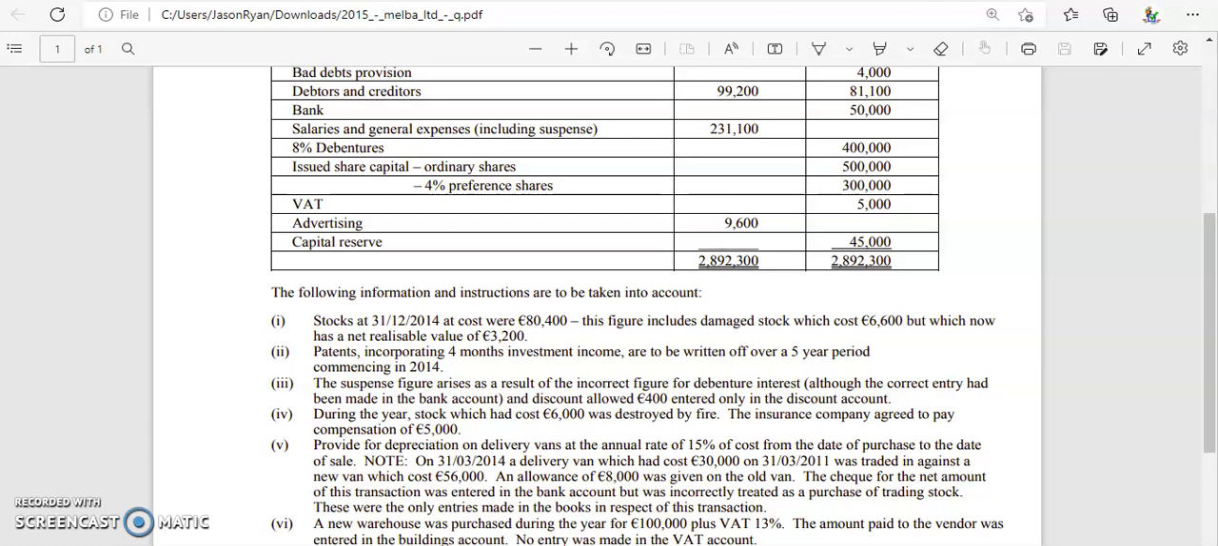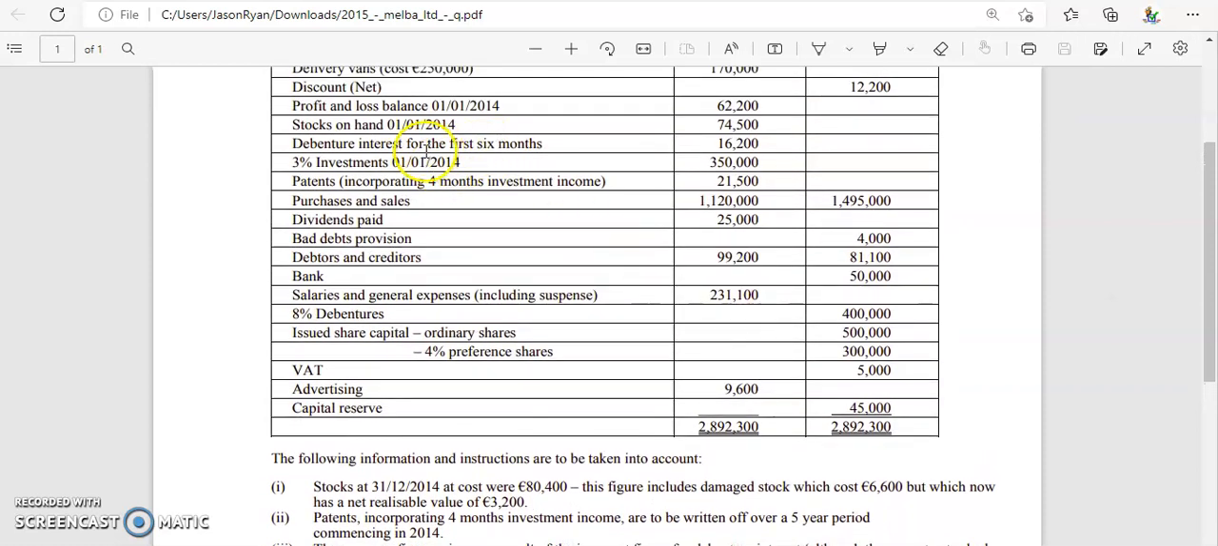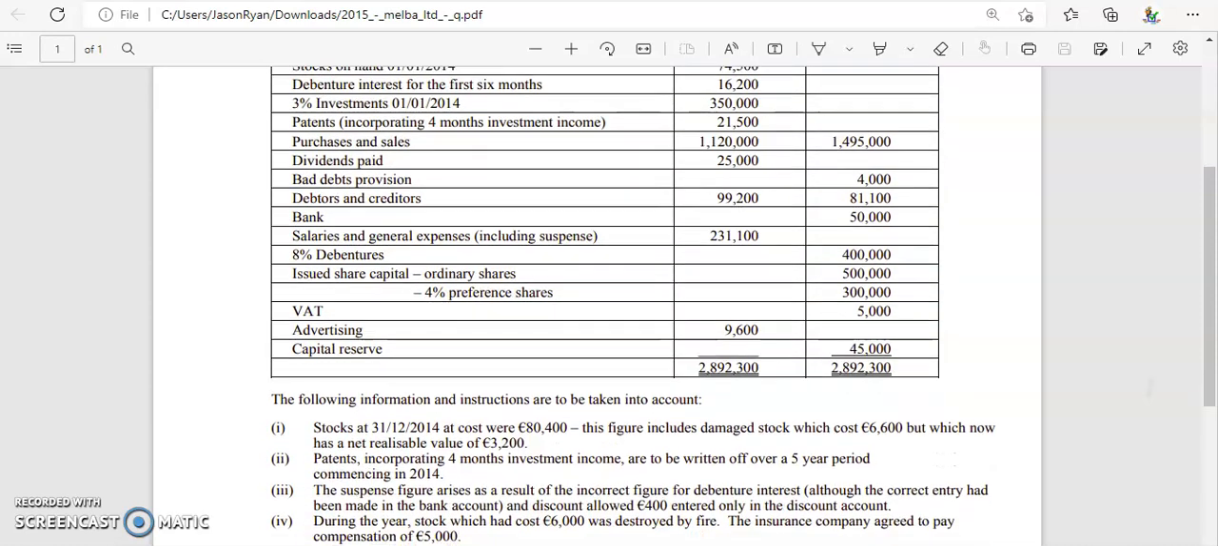Okay, so let's have a look at the third adjustment for Melba Ltd 2015. It says the suspense figure arises as a result of the incorrect figure for debenture interest. So it's telling us that debenture interest is wrong. We paid debenture interest for the first 6 months. So 16,600 is wrong. We need to find out how much that should be and make adjustments on it.